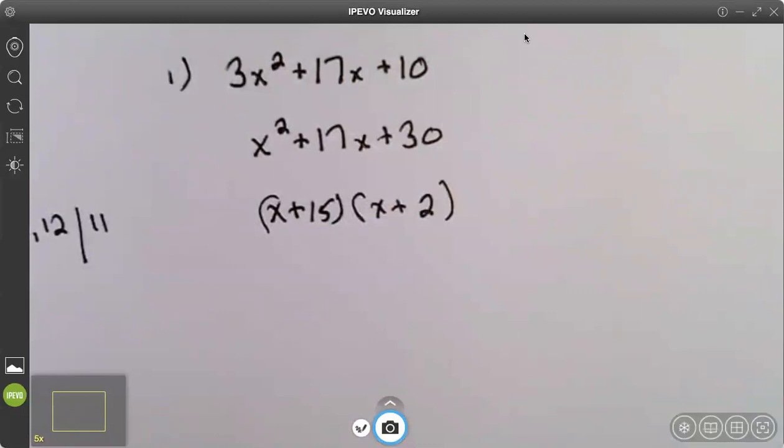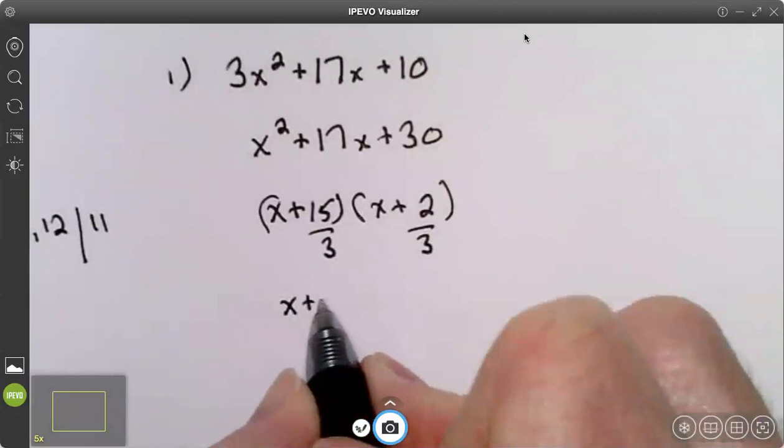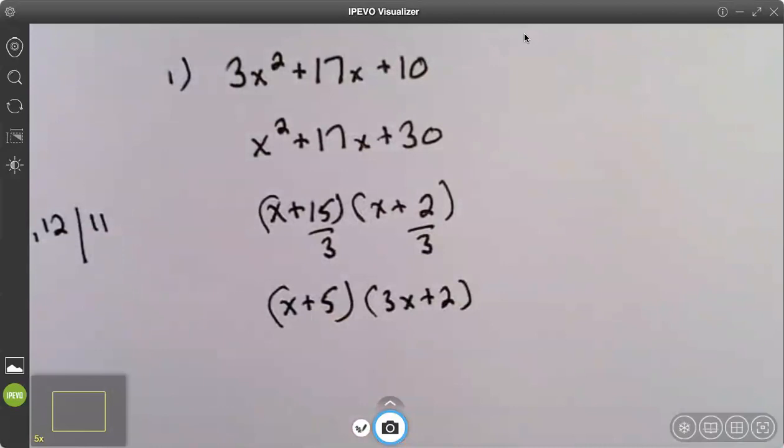We swung the 3, so now let's divide by 3. 3 goes into 15 5 times. 3 will not go into 2, so we swing it back and get 3x plus 2. So that is your answer, or on a multiple choice assessment, it could be written like this. It doesn't matter. You can multiply in any order you want.